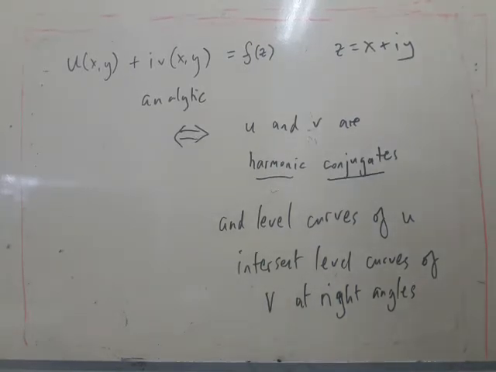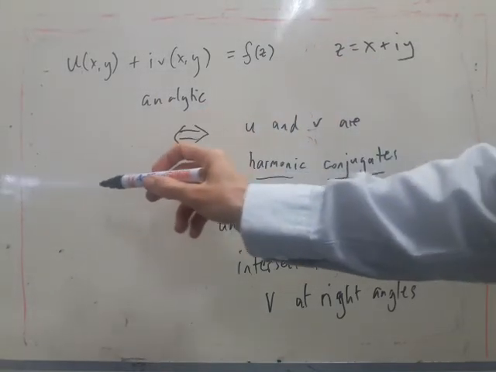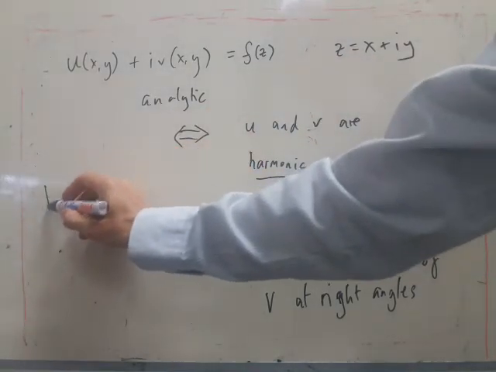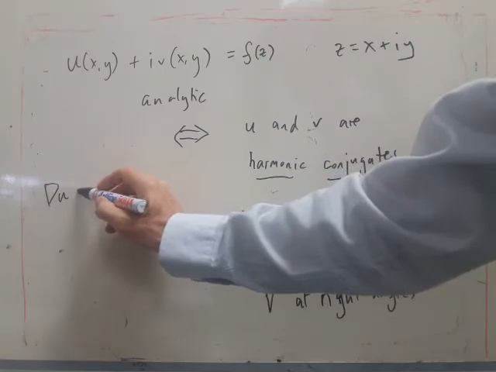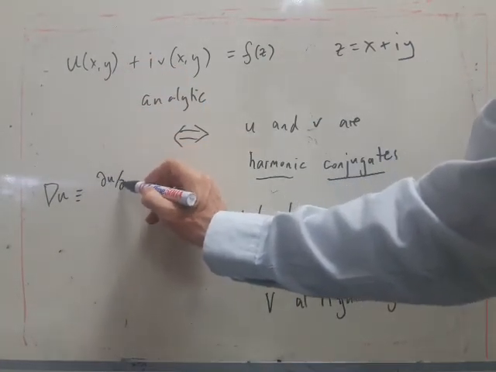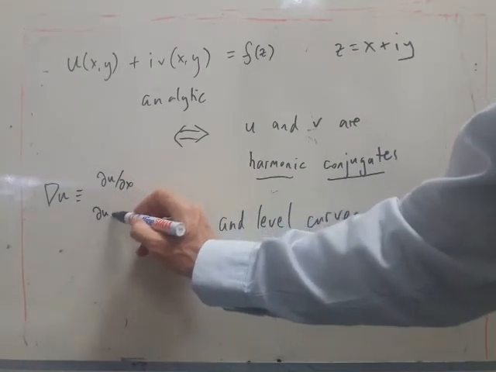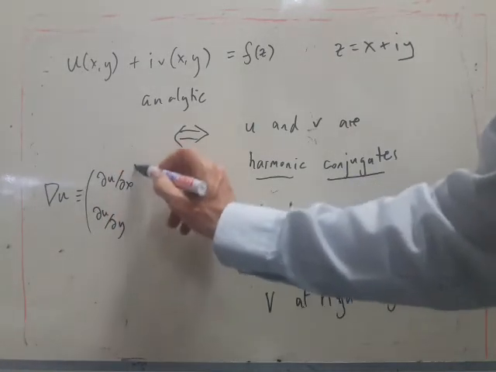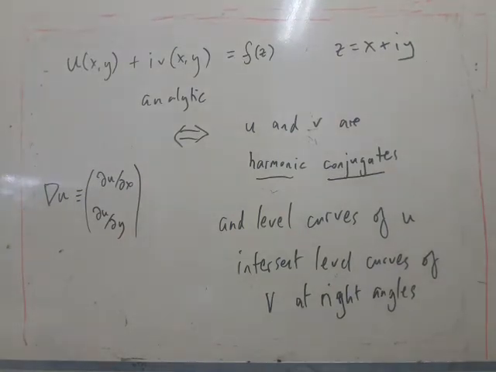So to show this, we need to know the direction of the level curves. So basically, the trick for doing this is to remember that if you've got grad u, which in this case is the same as the vector du by dx, du by dy, then grad u points in a direction perpendicular to the level curves. Okay, it points in the direction of increasing u.